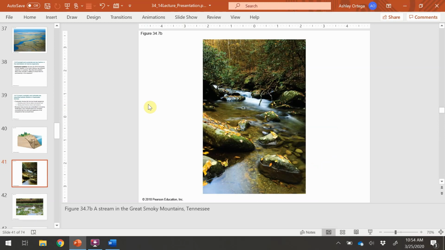Right, here's an example of a stream. You can see a nice flow of water going, and most of these regions that do not have deep water will be all photic regions. Most of them will be just photic. The aphotic regions are reserved for those deeper lakes and oceans.